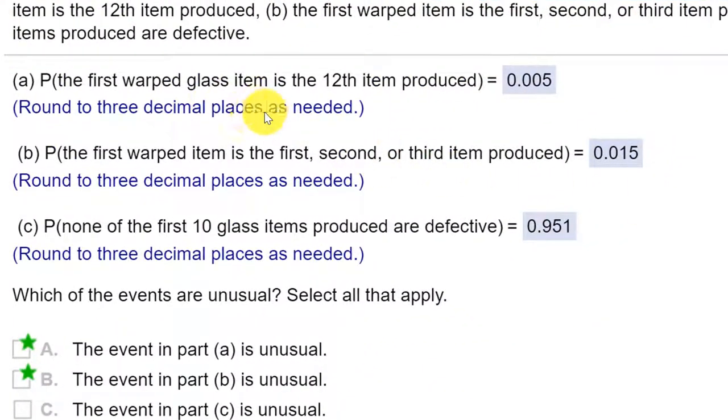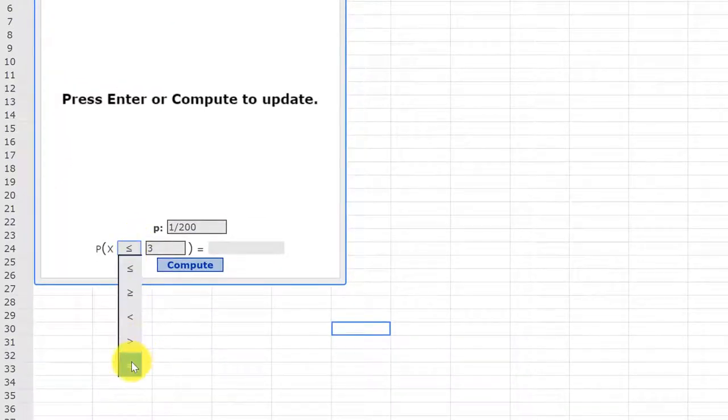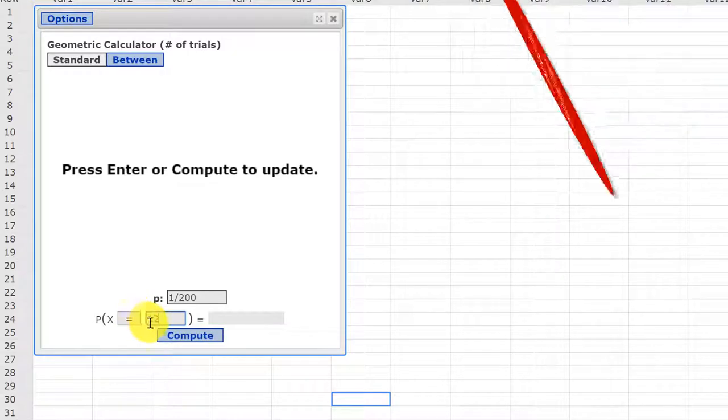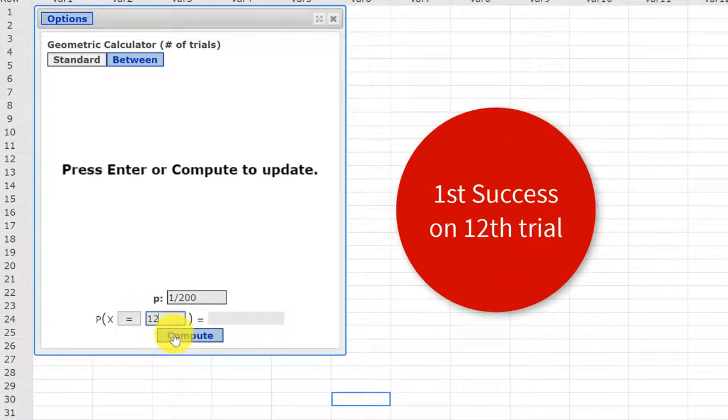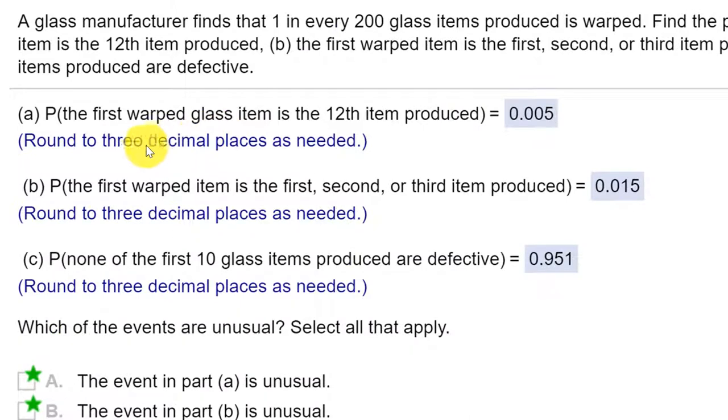The first question is the probability that the first warped glass item is the 12th item produced. So we click on our drop down and select equal, and we put in 12 because we want the first successful event to be the 12th event, and that would be 0.0047, which rounds to 0.005, which of course is the answer they have up here.